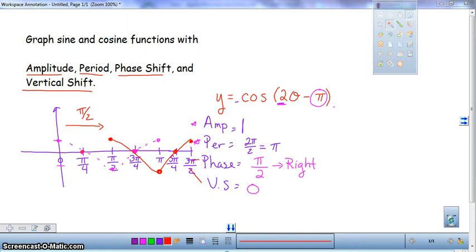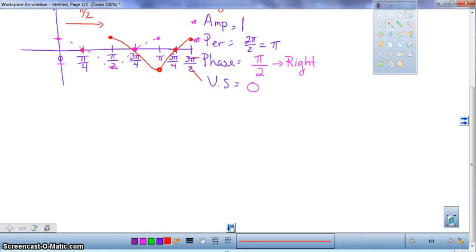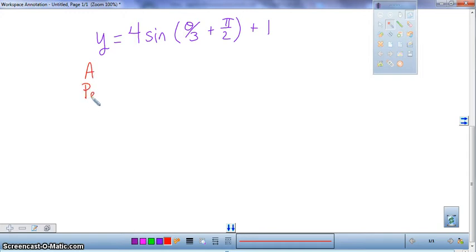So we did the cosine of 2 theta minus pi. We're going to try one with a sine, and I'm going to put all 4 things, amp, period, phase shift, and vertical shift in this. So the equation we're going to start with is y equals 4 sine of theta over 3 plus pi over 2 plus 1. And like I said, I really think it would be best to list all your parts. So amp, period, phase shift, vertical shift.